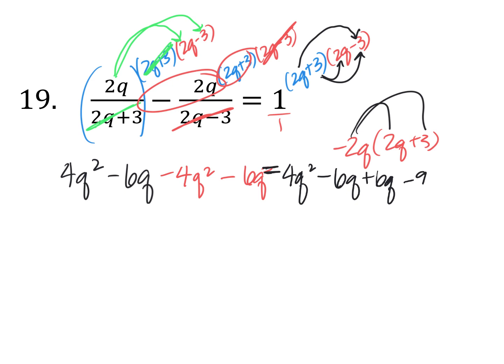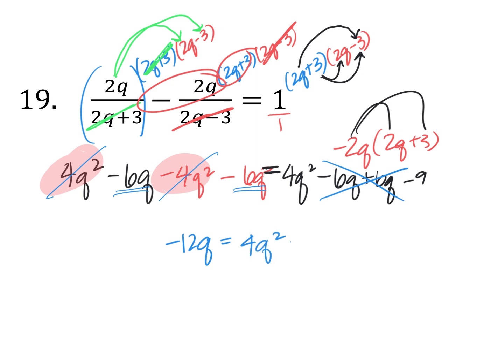Are we allowed to just say minus 6q and plus 6q is 0? Yes. Absolutely. Whoa, this is nasty. Is anything going to cancel out? What happens with this 4q squared minus this 4q squared? Yeah, those cancel out. We love that. How many 6q's would I have over here? Negative 12q's. We got equals 4q squared minus 9.